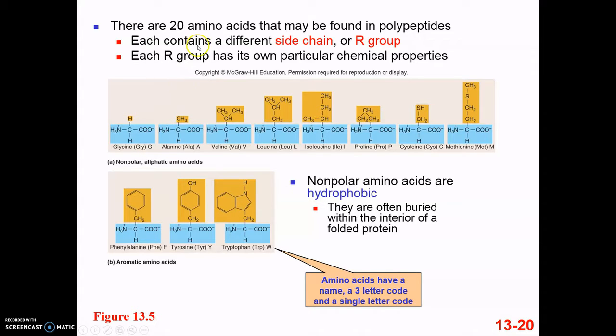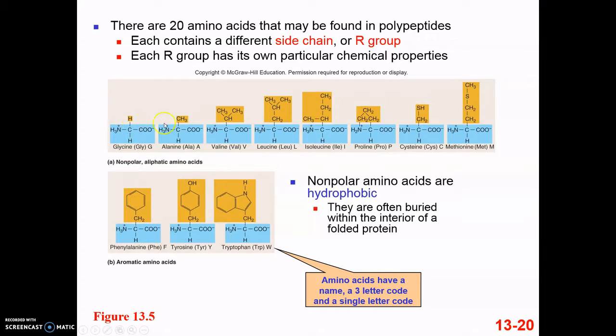Each amino acid has a unique side chain, or what we call an R group. Again, this should be largely review. We can break up those side chains into different groups that have particular chemical properties. So this first group here is what we're going to call the nonpolar group. We can also call it the aliphatic amino acids. But these all have side chains that are nonpolar in nature.